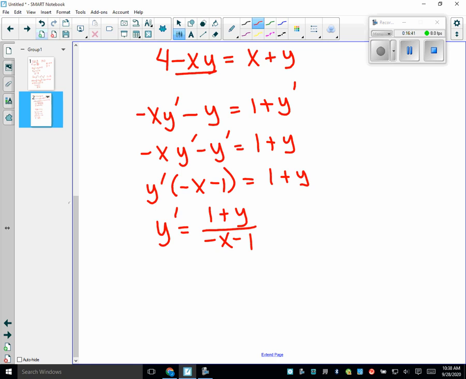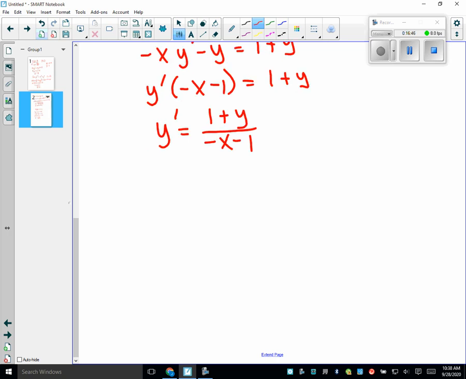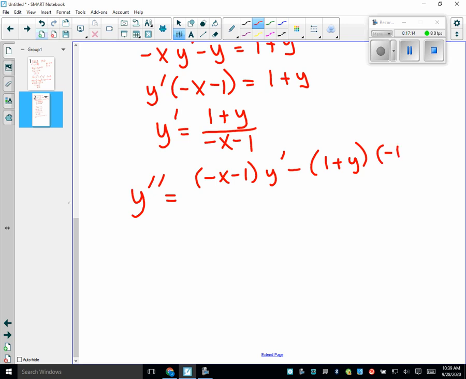Now, second derivative. Quotient: bottom times the derivative of the top. Is the derivative of y prime just y prime? Yes, y prime. So y double prime is equal to the bottom times the derivative of the top, y prime, minus the top times the derivative of the bottom, negative 1, all over the bottom squared.